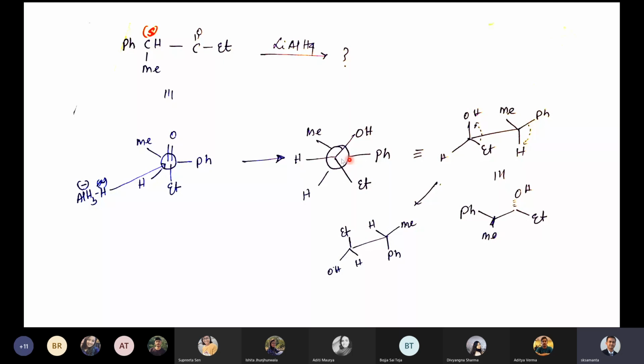Then you can convert them into the Fischer projection formula. This is also not very difficult. It's very simple. See, OH here, OH there. Hydrogen, Et as it is. So the sequence should be the same: OH, H, Et; OH, H, Et. In this case, methyl, phenyl, hydrogen or phenyl, methyl, hydrogen. The sequence is the same. Correct? And then convert this one into this.